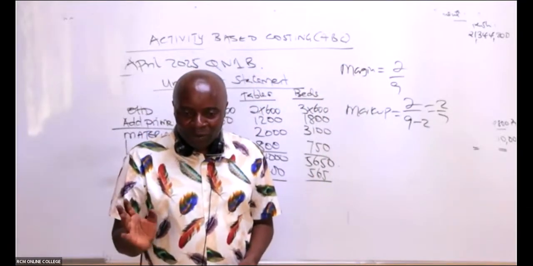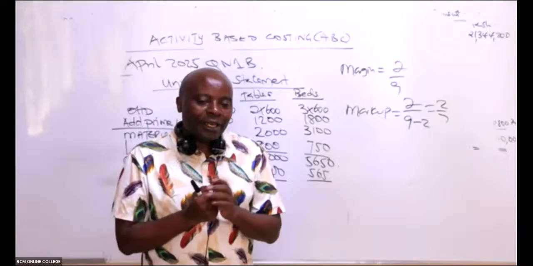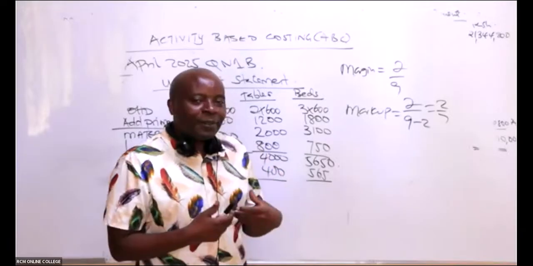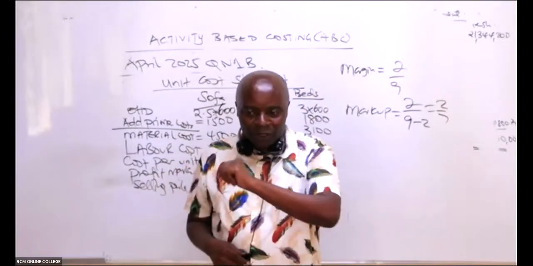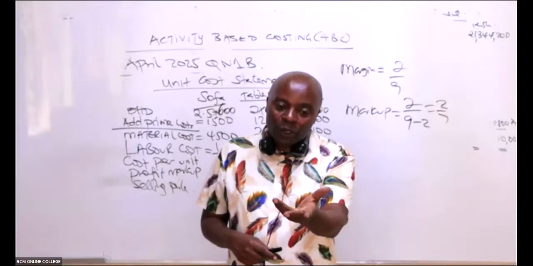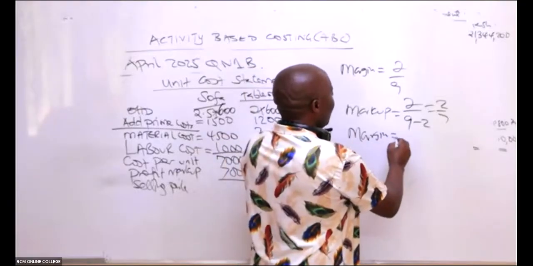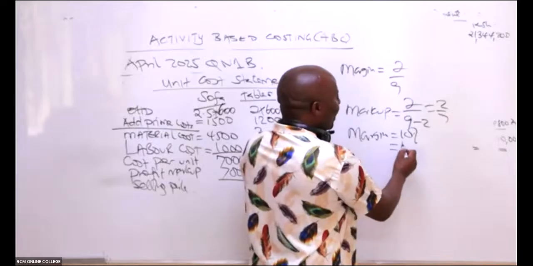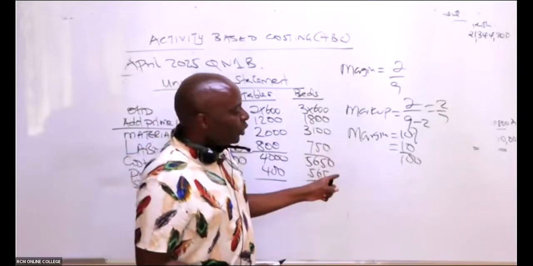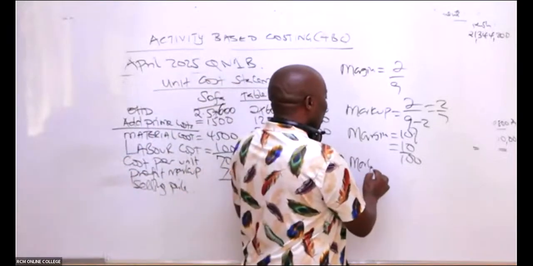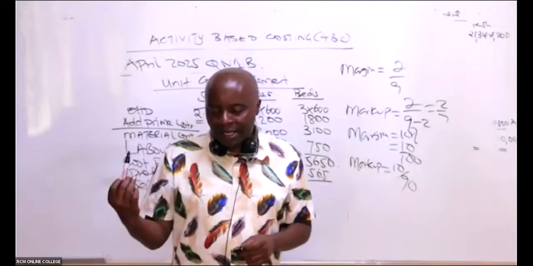If you look at your past papers, they'll give you costs, but in the additional information, they'll tell you that margin is 10%. I'm an economic student, and I know margin can never be multiplied with cost. It's markup that can be multiplied with cost to get profit. So if margin is 10%, that is 10 over 100, then markup will be 10 over 90, which is the same as 1 over 9.